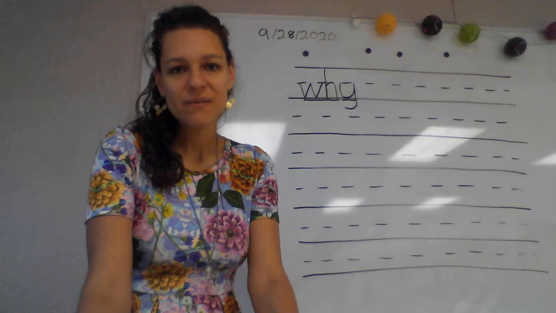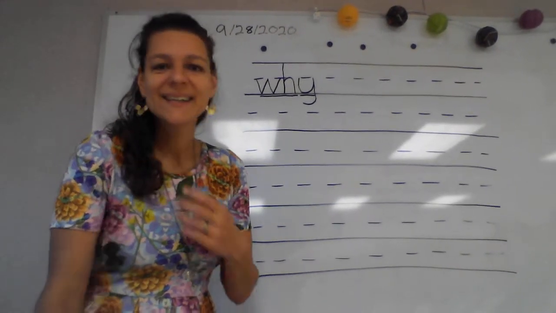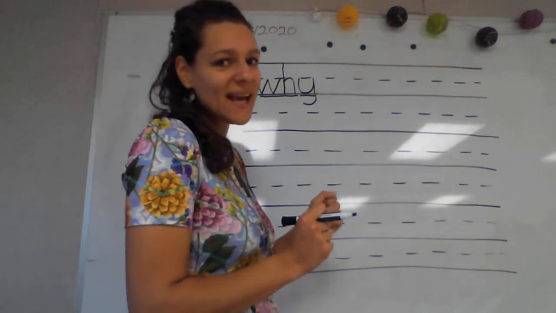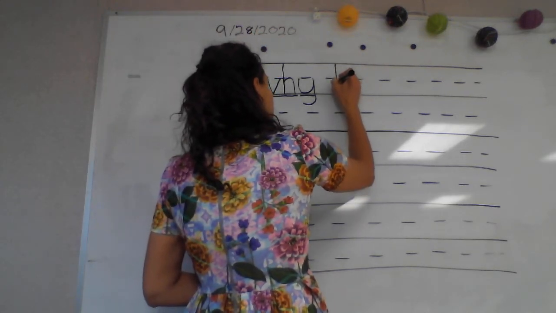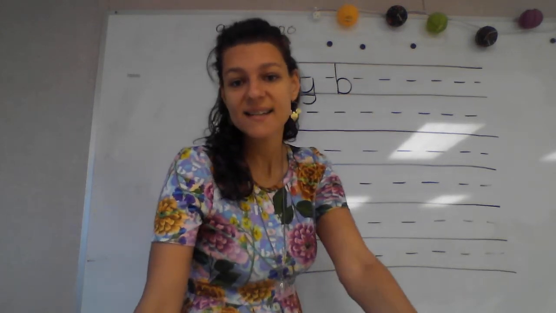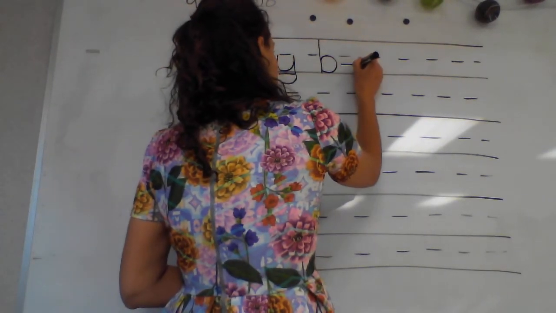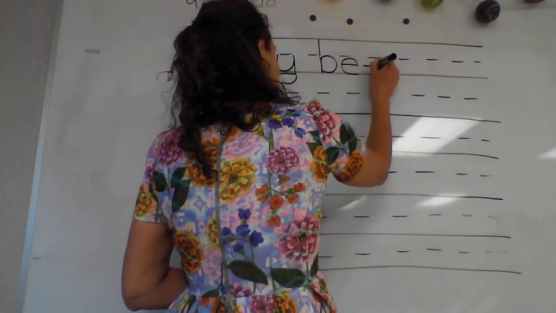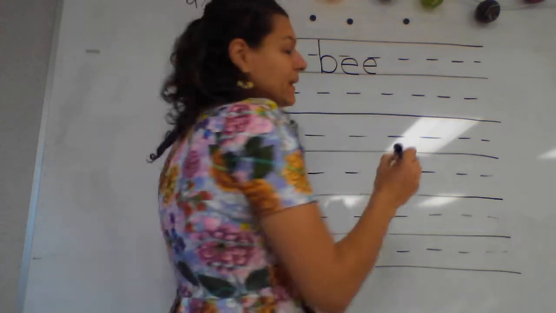All right, class, put your finger under the first phonogram in bean. What does it say? Good, B. What's next? E, right? But which E is it? Good, E-double-E always says E. And what's our last sound? Good, N.